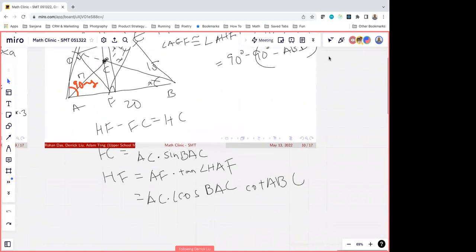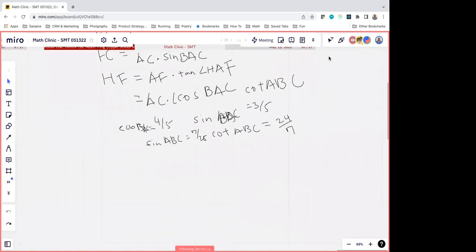But it turns out that it's actually quite nice, because the value of cosine of BAC, if we do law of cosines, is equal to 4/5. Cosine of BAC is 4/5. And then the sine of BAC is equal to 3/5. So the cotangent of ABC is equal to 24/7. Oh, sorry, this is BAC. Cotangent, so sine of ABC is equal to 7/25. Yeah. And then finally, what we're looking for is HF minus FC, which is equal to 7 times 4/5 times 24/7 minus 7 times 3/5, and this gives us a final answer of 15.